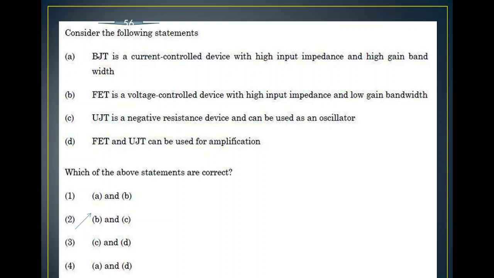Option first, A and B. Option second, B and C. Option third, C and D. Option fourth, A and D.